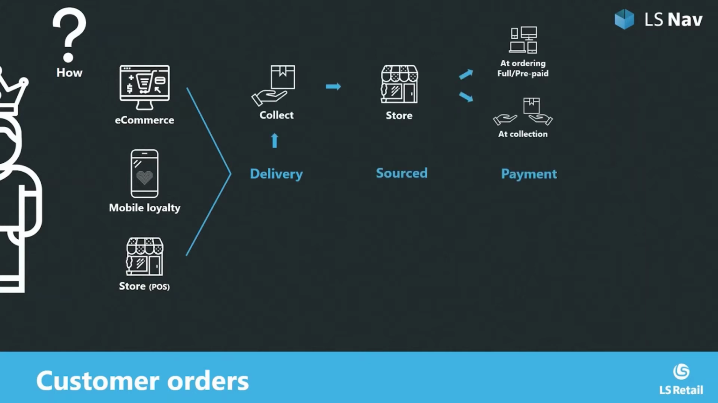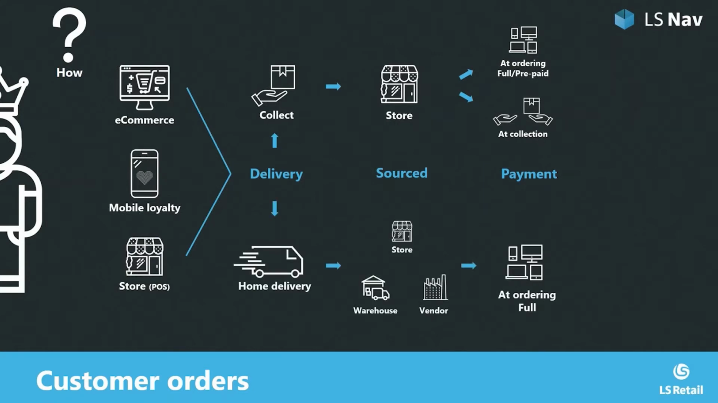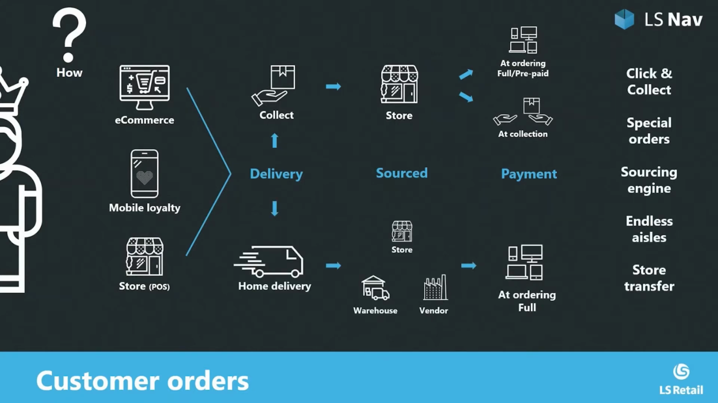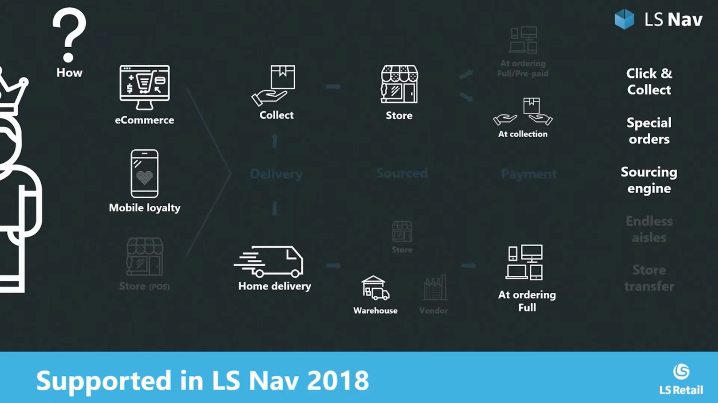He might want to go to a store and collect it and pay at the time he orders it or at the time he collects it at the store. He might also want to have it delivered to their location, and that would most likely be delivered then from a warehouse, vendor or store, and in this case it would be prepaid. Other features we're going to support are click and collect, special order, sourcing engine, endless aisles, and store transfers.